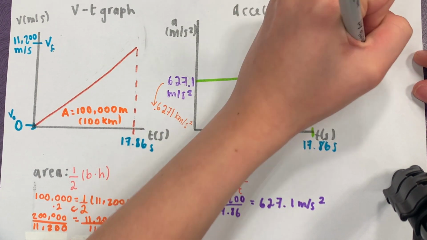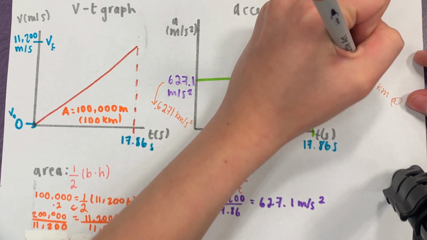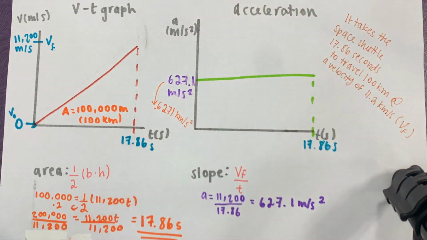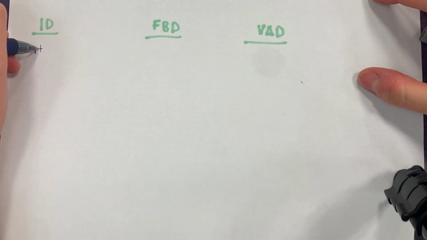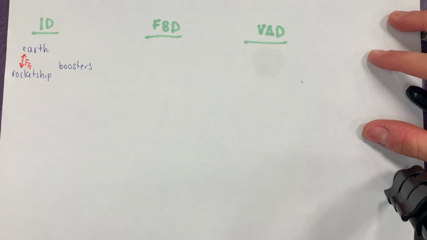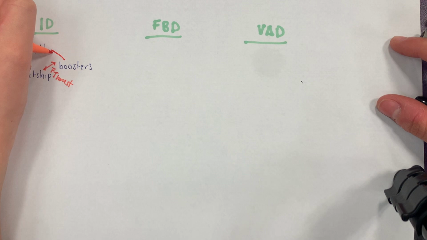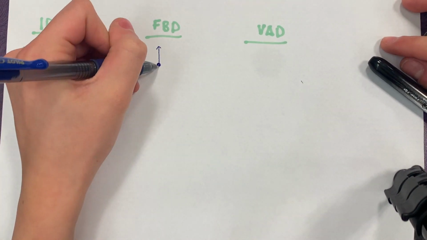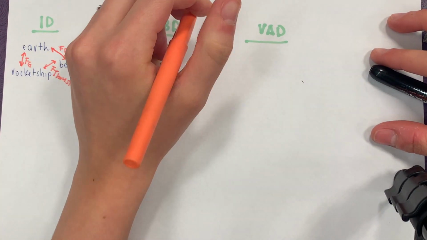So the shuttle takes 17.86 seconds to travel a distance of 100 kilometers at a final velocity of 11.2 kilometers per second. Since it's always useful to have more information, I decided to create an FBD and VAD to show the unbalanced forces. I know that it's unbalanced because there's uniform acceleration and not constant velocity.